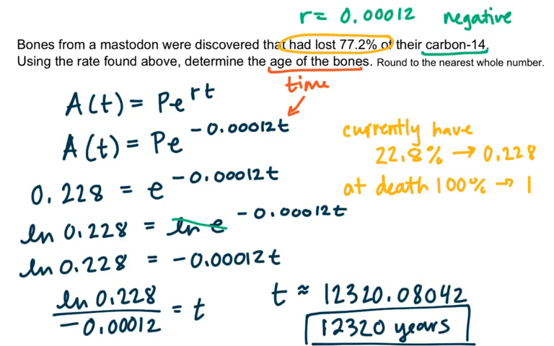So in this video, we've talked about our doubling or half-life formula for continuous or exponential growth application problems. And then we used that to determine a decay rate as well as the age of mastodon bones.